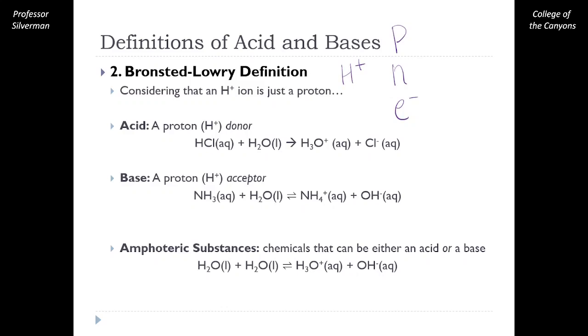If we have H+, remember the number of protons depends on the element. So since it's hydrogen, it always has exactly 1 proton. Most of our hydrogens have exactly 0 neutrons. And if we formed a +1 ion, that means we've lost one of our electrons, and now we are down to 0 electrons.